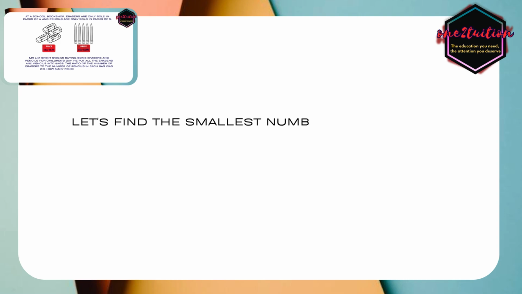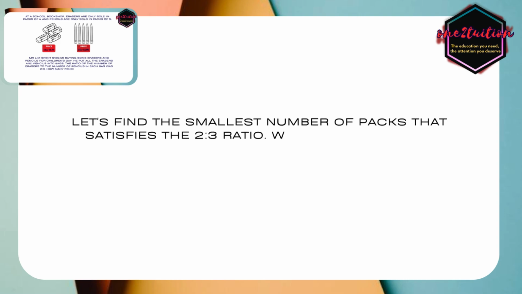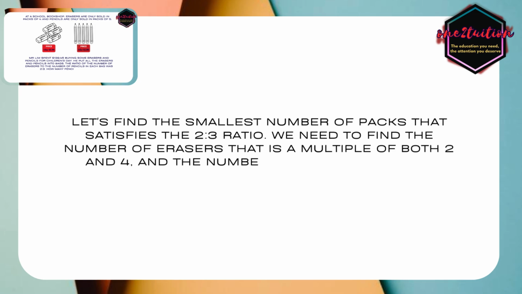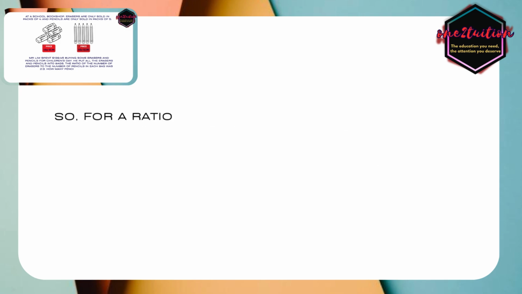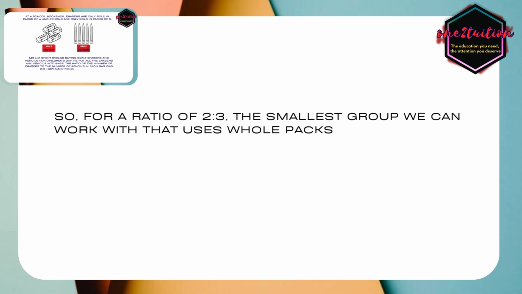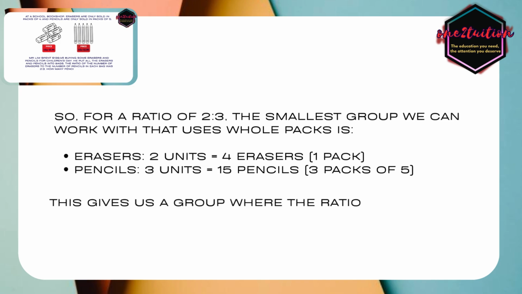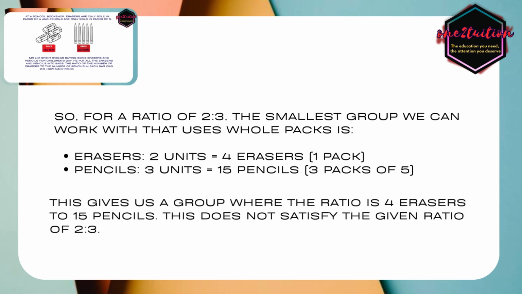Let's find the smallest number of packs that satisfies the 2 to 3 ratio. We need to find the number of erasers that is a multiple of both 2 and 4, and the number of pencils that is a multiple of both 3 and 5. So, for a ratio of 2 to 3, the smallest group we can work with that uses whole packs is: erasers, 2 units equals 4 erasers, 1 pack. Pencils, 3 units equals 15 pencils, 3 packs of 5. This gives us a group where the ratio is 4 erasers to 15 pencils. This does not satisfy the given ratio of 2 to 3.